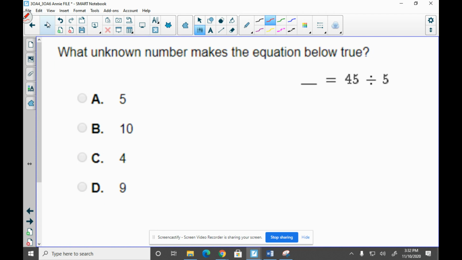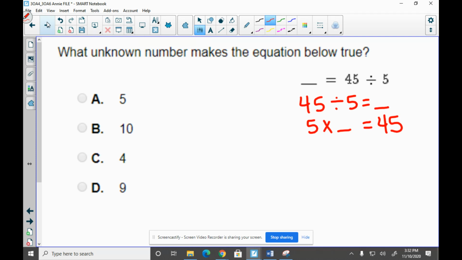What unknown number makes this equation below true? Some number equals 45 divided by 5. And that's kind of a backwards way of looking at it, but it's okay to write it that way. I ask students a lot of times just to rewrite it. 45 divided by 5 is some number. And the multiplication fact that goes with that would be 5 times what number equals 45?